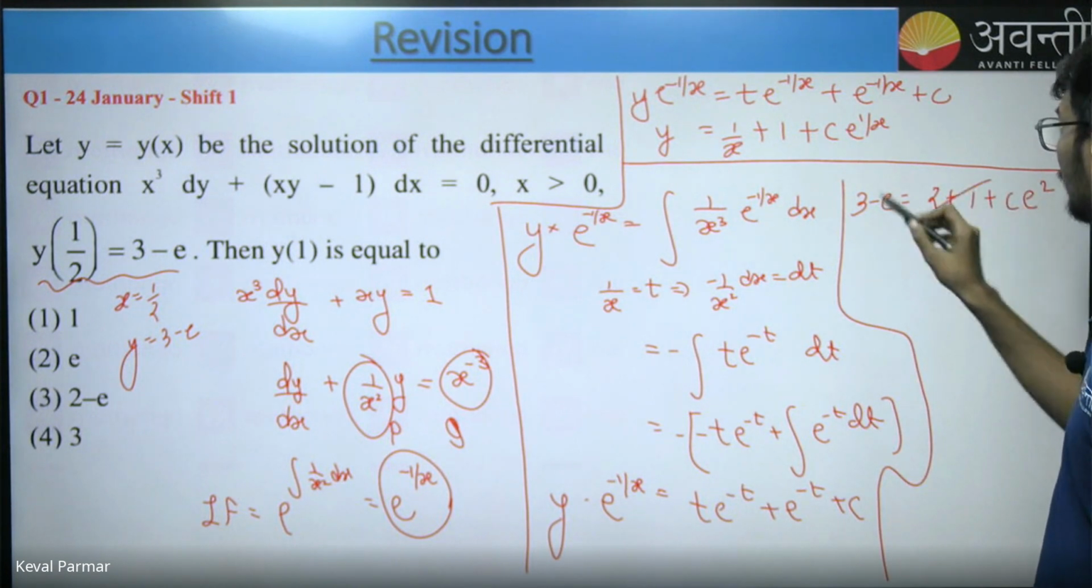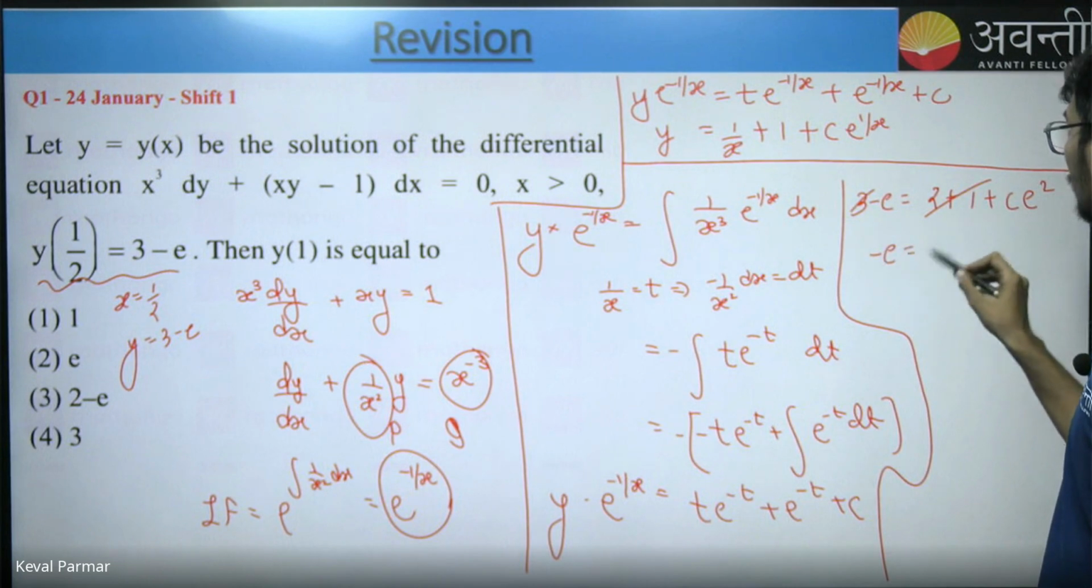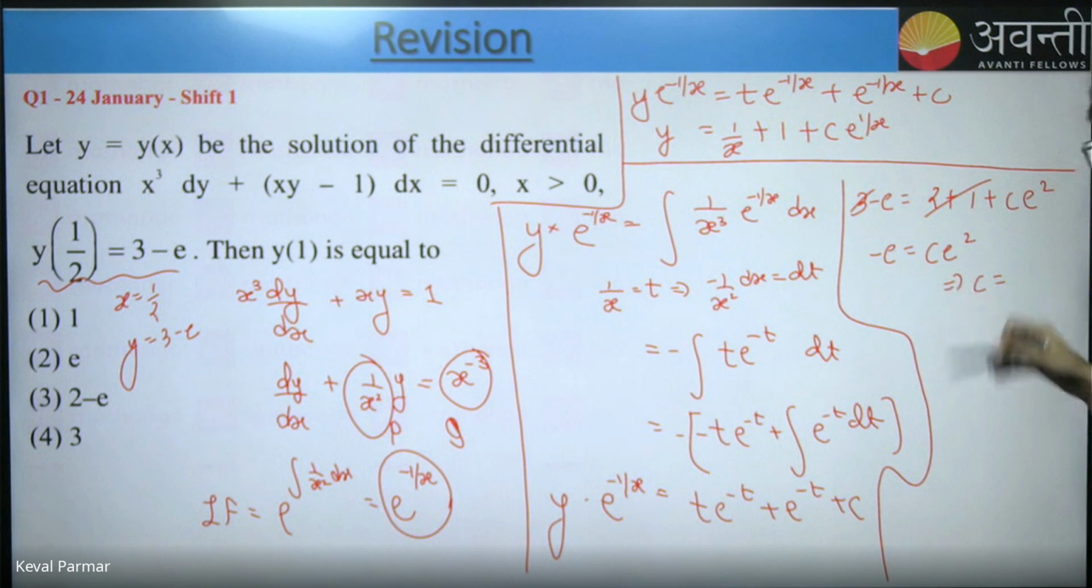So this 3 and this 3 will get cancelled. So minus e is equal to c e square. So I think c will be equal to e square upon e square. So minus 1 by e.